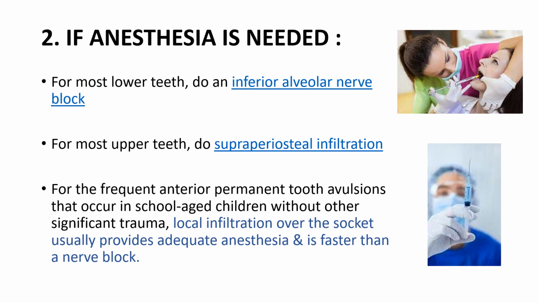For most lower teeth, do an inferior alveolar nerve block. For most upper teeth, do supraperiosteal infiltration. For the frequent anterior permanent tooth avulsions that occur in school-aged children without other significant trauma, local infiltration over the socket usually provides adequate anesthesia and is faster than a nerve block.